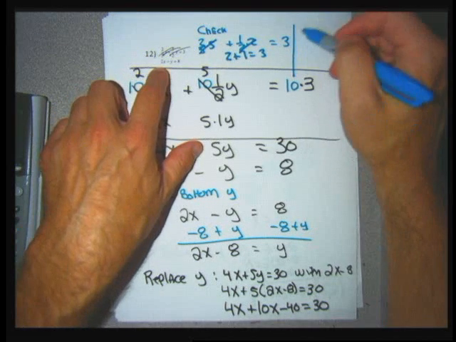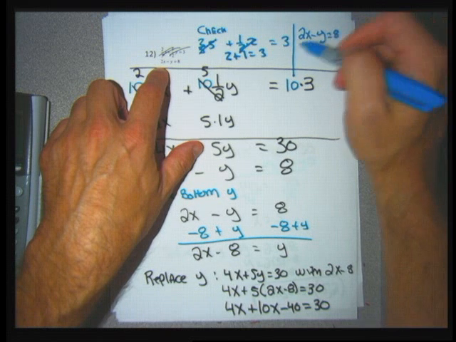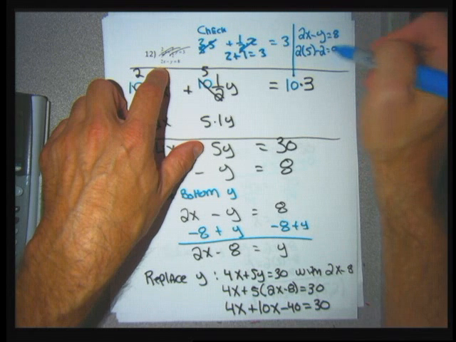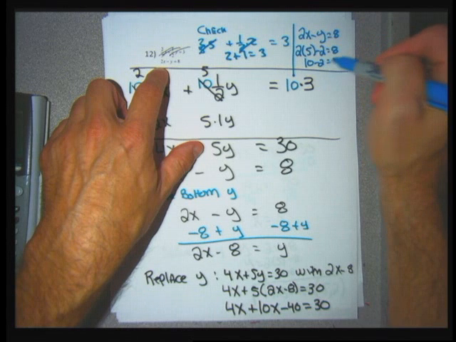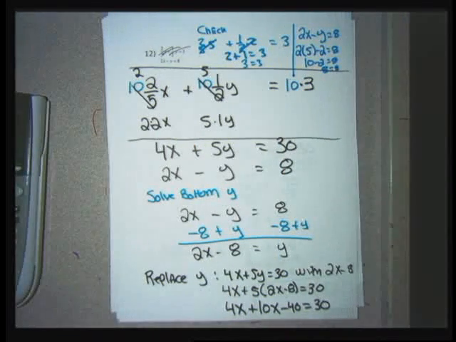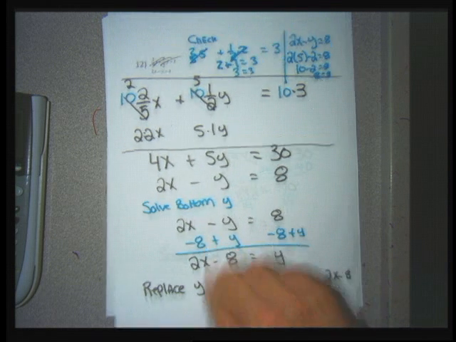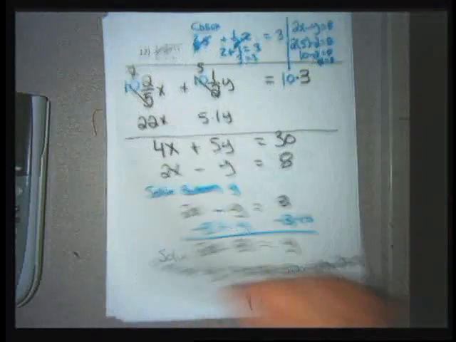Let me see if it's a solution to the bottom. The bottom is 2x minus y equals 8. If I change the x to 5 and the y to 2, I get 2 times 5 minus 2 equals 8. That's 10 minus 2 equals 8. And that gives me 8 equals 8. Because when I plug 5 for x and 2 for y separately into each equation, I'm left with two true statements. 5, 2 is in fact a solution, and I've got my answer perfectly correct. Make sure none of that's off the screen. I think it is. Perfect.